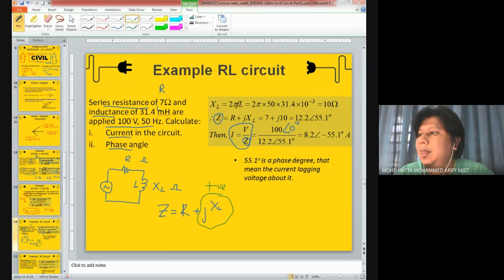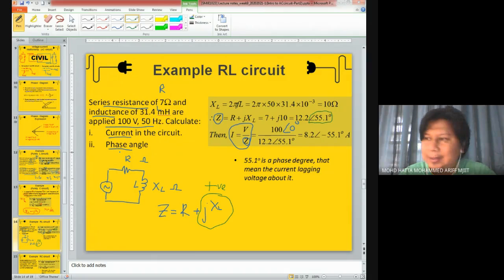Okay, and when you convert from rectangular into polar form, please note that your angle is also positive over here. If you got a negative angle over here, it means that you did something wrong, whether here became negative or something like that. All right, that's for the current.